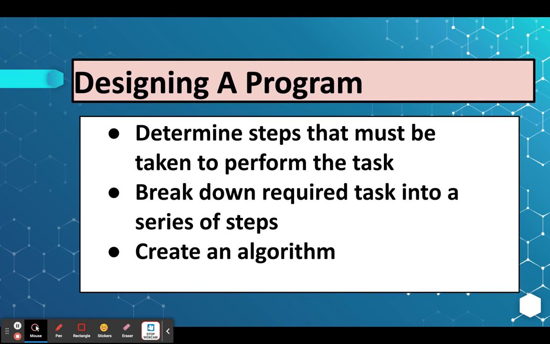So importantly, again, you're determining the steps that must be taken to perform the task, right? There's a beginning, again, a middle, and an ending. What is the final product? What is the final task? You break down the task into required steps. Okay, you iterate, you keep going back and forth to make sure that you have the steps in the correct order. Then you create the algorithm. The algorithm is the actual programming itself.